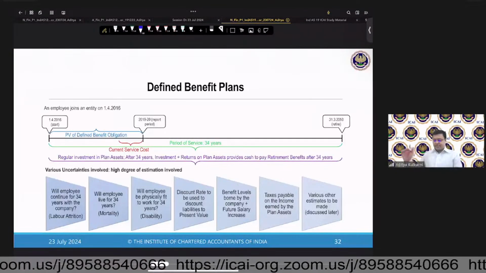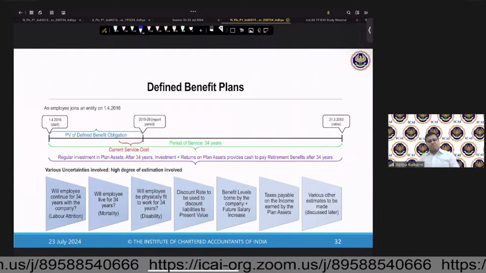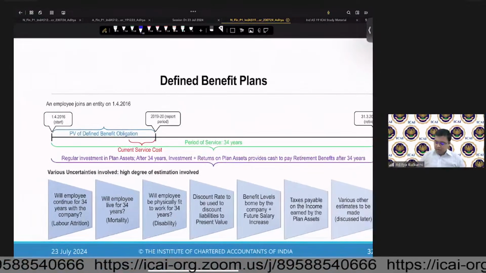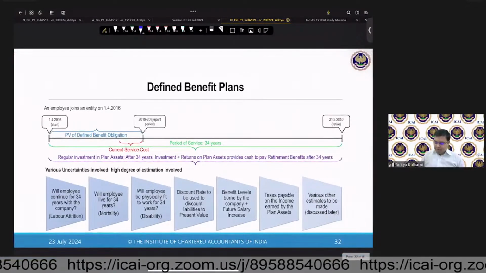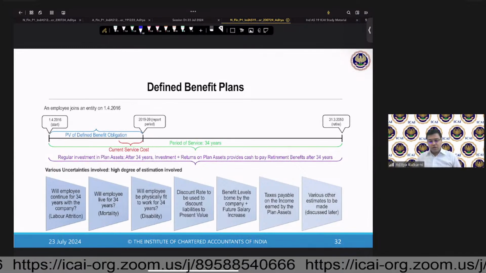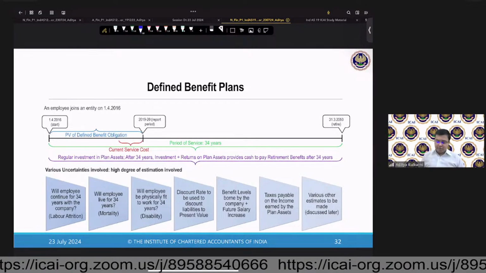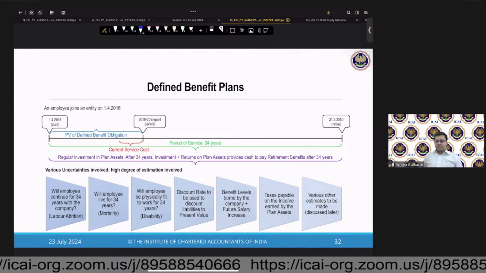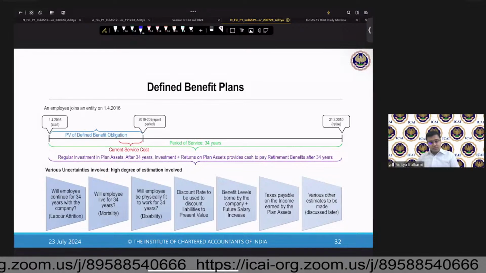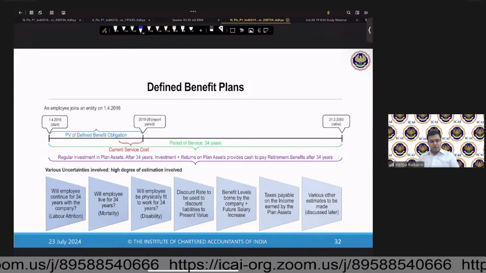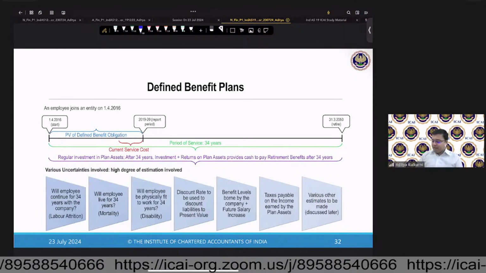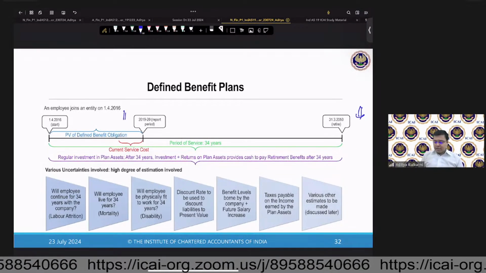Okay, all right. Coming to defined benefit plans, pretty much what I have discussed with you. So here an employee joins an entity on 1/4/16, retiring 31st March 2050, total service period 34 years, reporting period suppose it is 2019-20. What are the uncertainties? Will he continue? That is the attrition. Will he live? That is mortality. Will he be physically fit? That is disability.